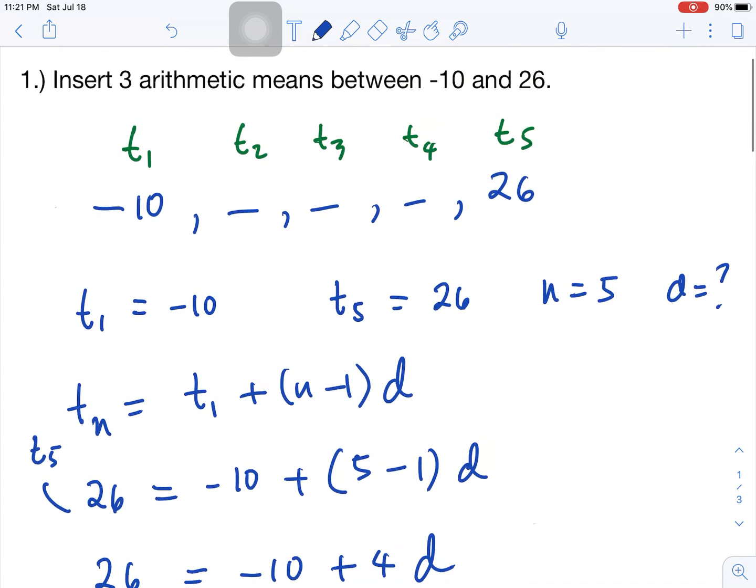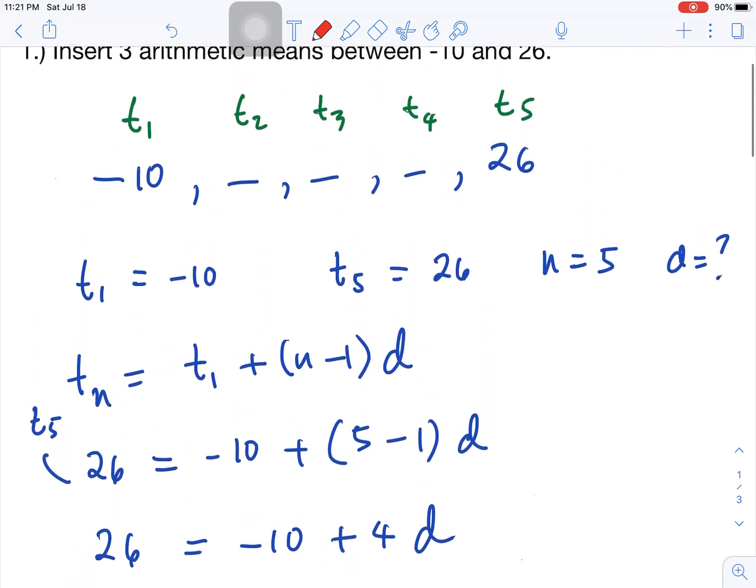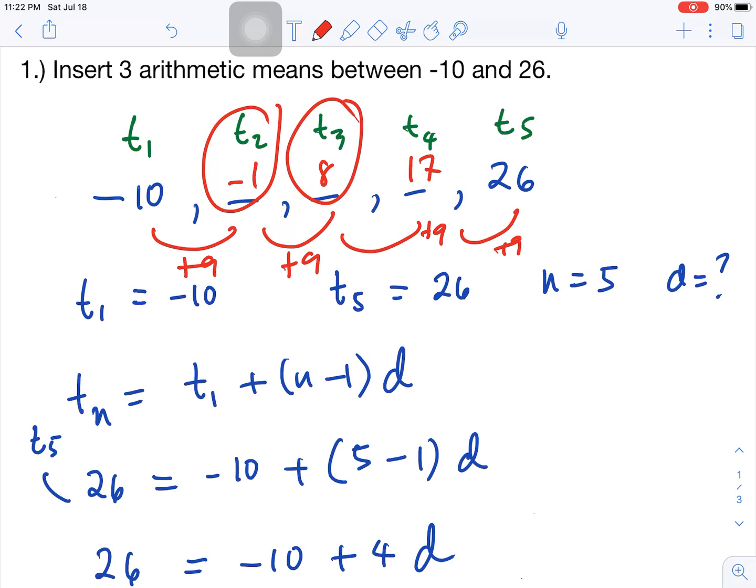Ano nga ulit yung d? Yung difference, di ba? Ibig sabihin, magpa-plus tayo ng d each time, no? So, that's 9. So, pag nag-plus 9 ako dito, that's -1. Pag nag-plus 9 ako dito, that's 8. Plus 9 is 17. And plus 9 is 26. Tama siya, no? So, ito yung sagot, yung tatlo na arithmetic means doon sa ating sequence. -1, 8, and 17.